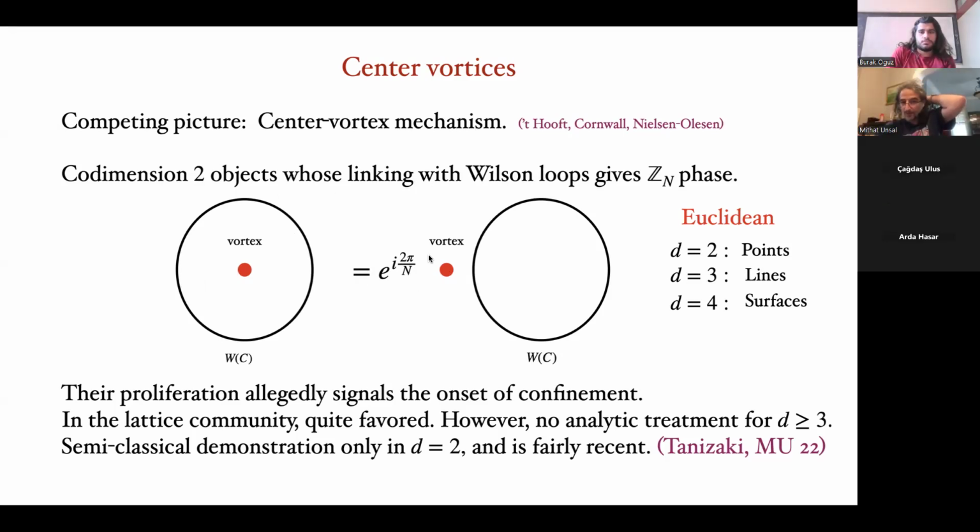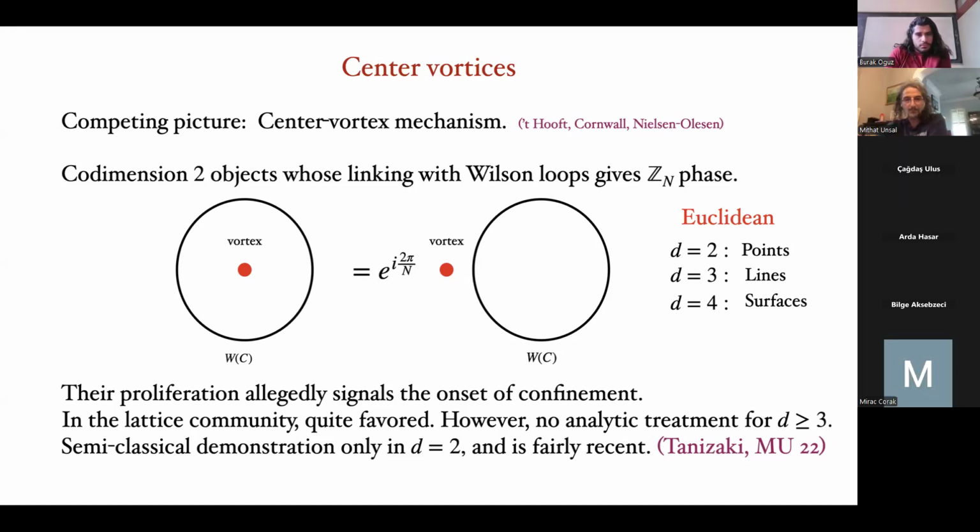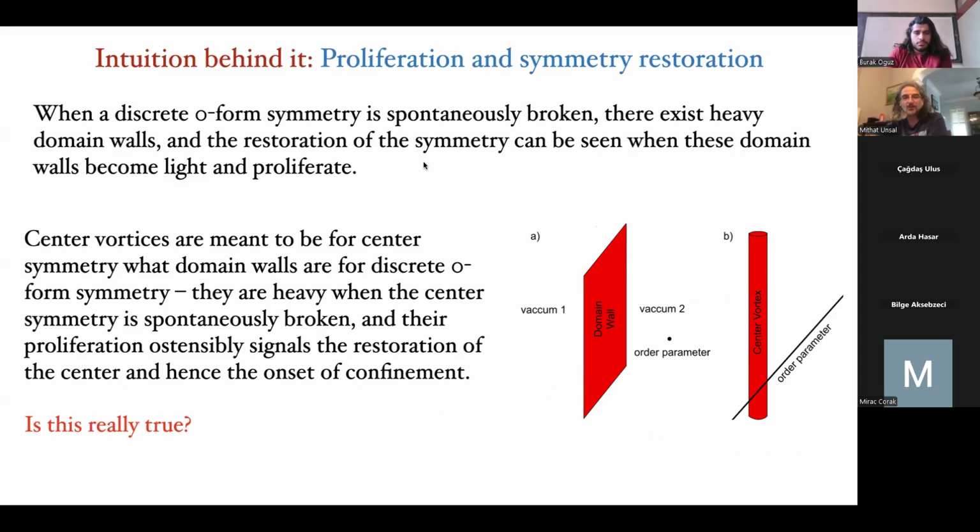This is quite favored in some part of the lattice community. However, there is no analytical treatment, but at least more recently, exactly in two dimensions, but not in higher dimensions, there is analytical confirmation of this picture in the work I did with Yuya Tanizaki. Okay. Now, let me state the intuition behind the center vortex, why we think that it may signal confinement. So when a discrete zero-form symmetry is spontaneously broken in any dimension, there will be domain walls between the vacua, and the restoration of the symmetry can be seen when these walls become light and proliferate. You can see these things very explicitly in some numerical simulation, for example.